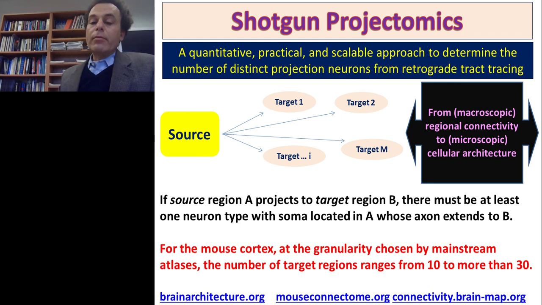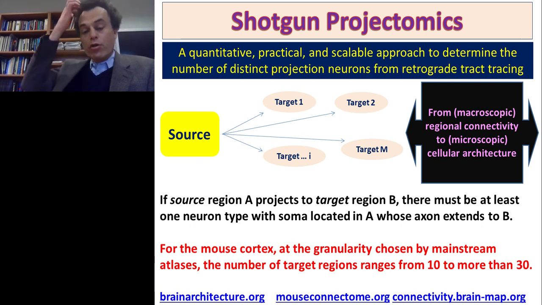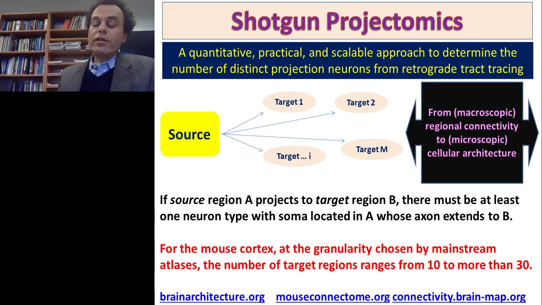And basically, depending on how one parses the anatomy of the brain, in how many parcels and how many regions, the number of the target regions for a given source region will change. But for the cortex in mainstream atlases, this number is typically between 10 and over 30. And these are examples of the resources from which some of these data are taken, including the iconic film that Hongwei mentioned.